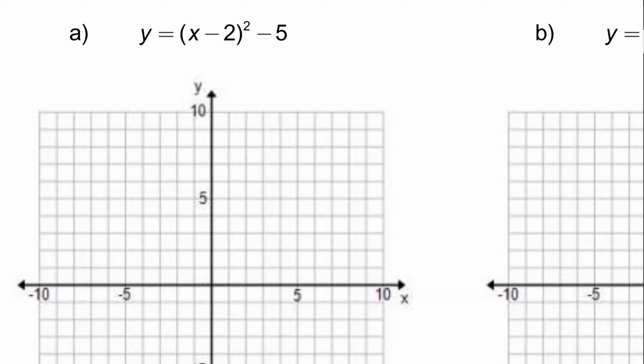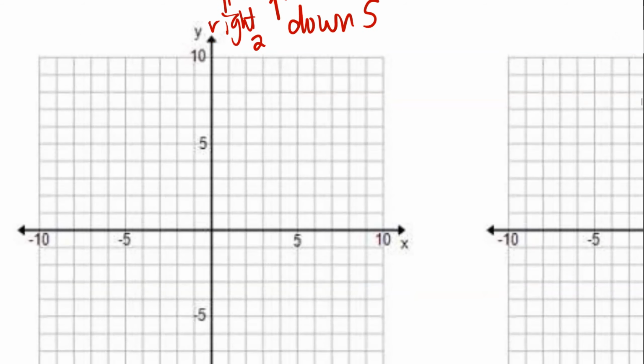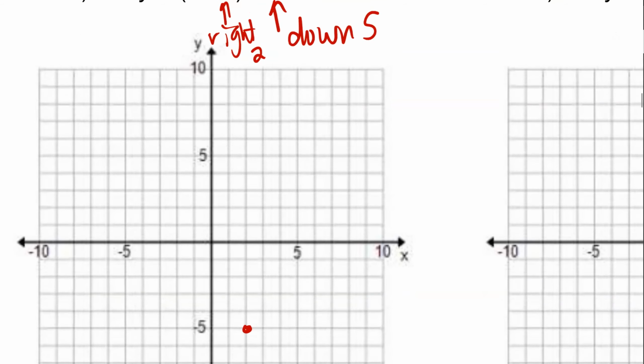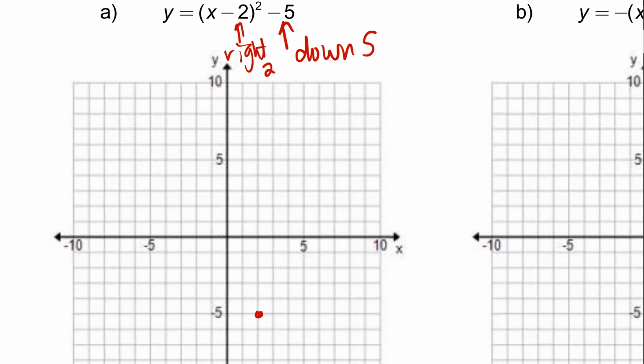All right, what is the transformation here? -5. So, down 5, right? I'm going down by 5. Down 5, right by 2. What this told me is that's where my vertex is. I go to the right by 2 and down by 5. Why did you go to the right by 2 though? Because it's x minus 2, and inside is horizontal, and you always do the opposite way. If it was x plus 2, you'd go left by 2.